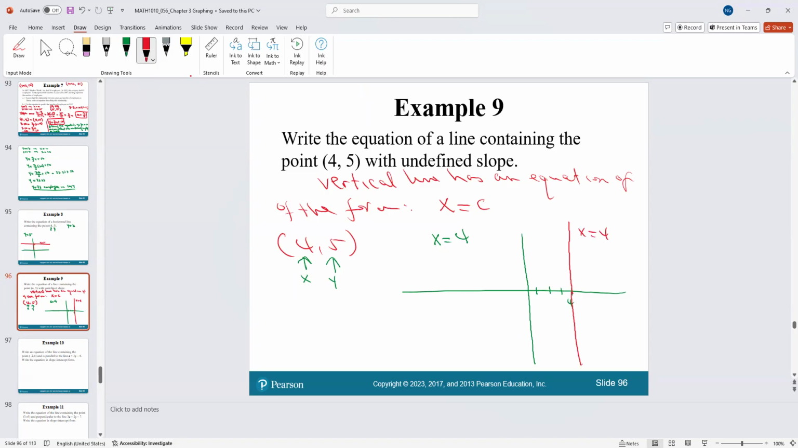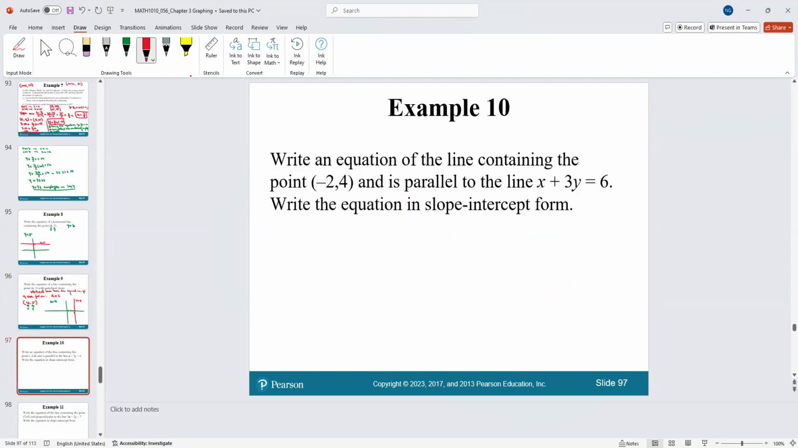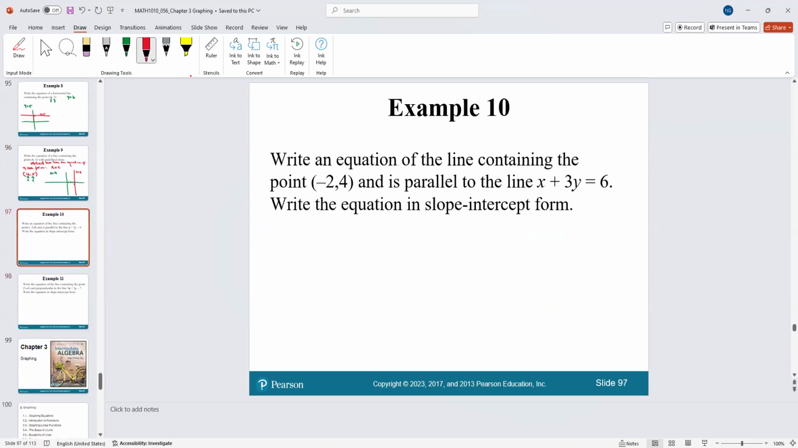We're going to conclude this section with finding equations of parallel and perpendicular lines. If you missed the lecture on perpendicular lines and parallel lines, I would strongly advise you to go back and watch the video covering section 3.4, the slope of a line. We will write equations, because that's what we're planning on doing in these last two examples.